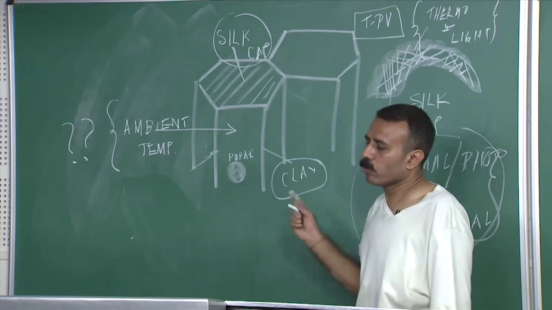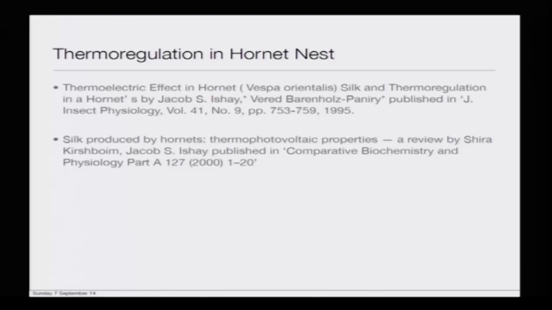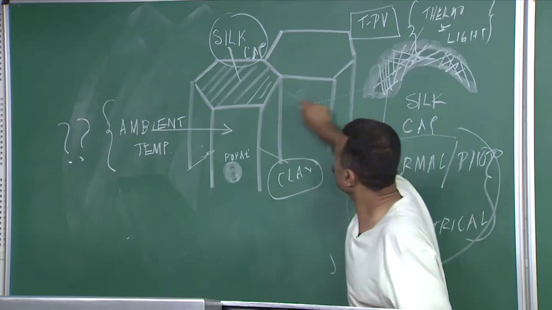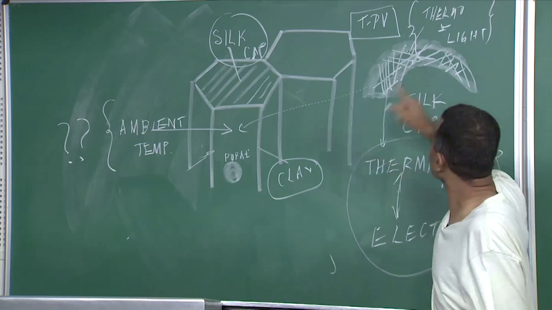Okay. And one more thing I wish to request, if I go to the slide, I wish you guys please download these papers, or I will try to add these papers at the end. So, go through these papers. Okay. So, this membrane is acting as the thermophotovoltaic membrane, which is helping this structure to maintain the ambient temperature. So, this was the premise with which all these things were started.